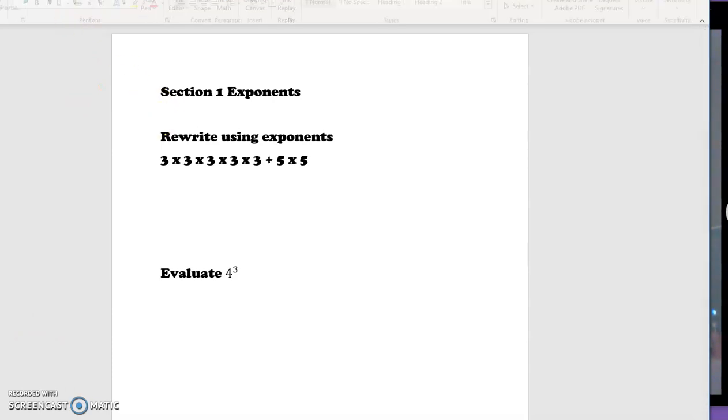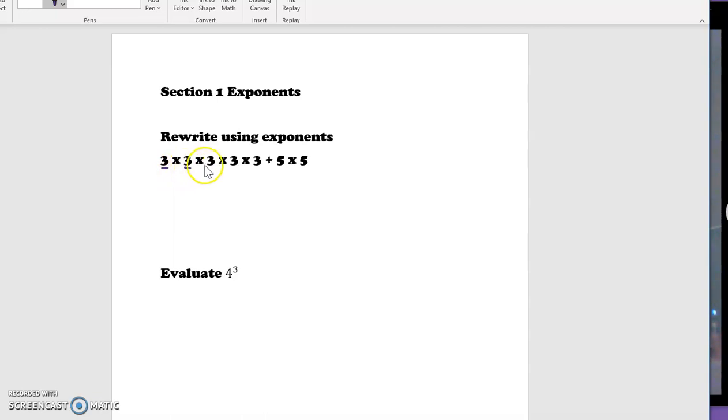This form that we see right here is showing these in their expanded form. Expanded form means I am showing all the multiplication steps. With an exponent, I can condense these terms. And to do that, I'm going to count how many of each I have.